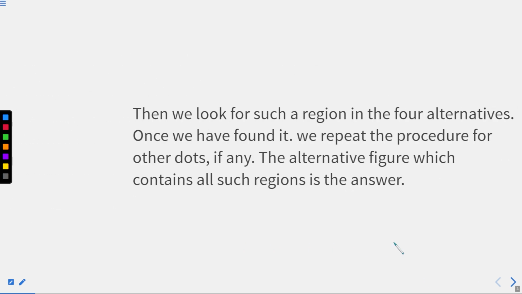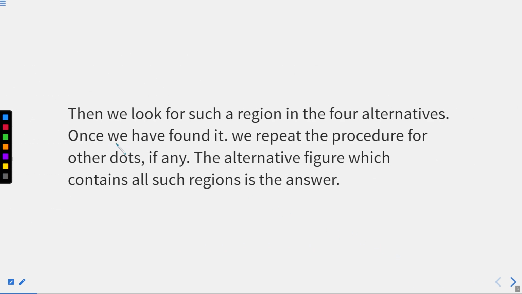Now, to find the answer, we look for such regions in the 4 alternative figures or 4 alternative diagrams that are our options. Once we have found it, we repeat the procedure for the other dots, if any, right? The alternative figure which contains all such regions is your answer. So whatever condition is given in the question, if that same condition is satisfied by any of the 4 alternatives given, that will be your answer. This is how we are going to approach this chapter, right?